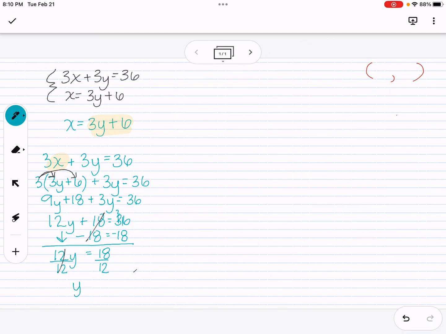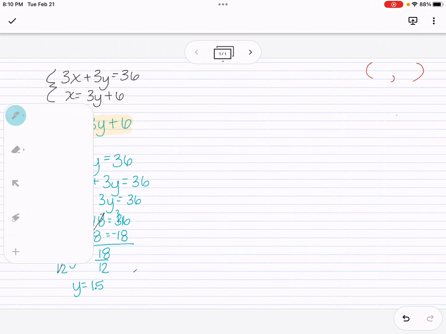So it's a really great idea that I didn't decide to graph this, because how would I have known if it was 1.5 or 1.49 or 1.48, right? Those are all very close together. And so the fact that I solved it using the substitution method just means my answer is 100% accurate. Okay, so now I've solved it.